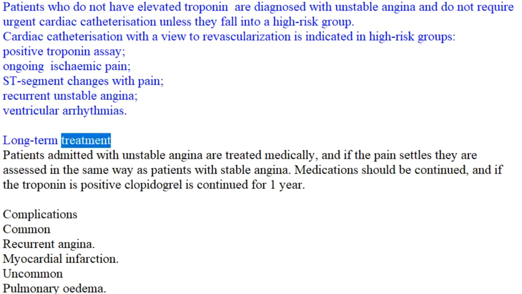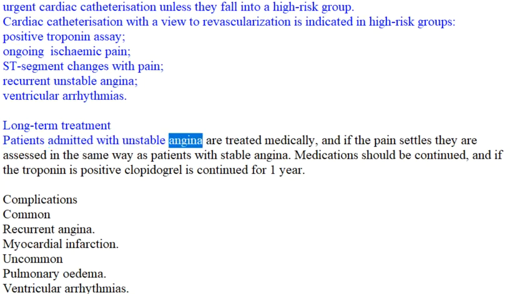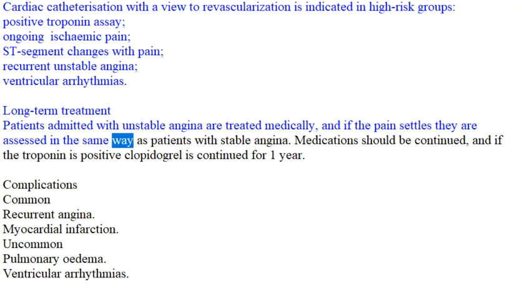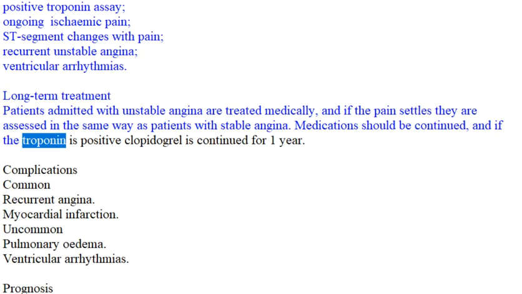Long-term treatment. Patients admitted with unstable angina are treated medically, and if the pain settles they are assessed in the same way as patients with stable angina. Medications should be continued, and if the troponin is positive clopidogrel is continued for 1 year.